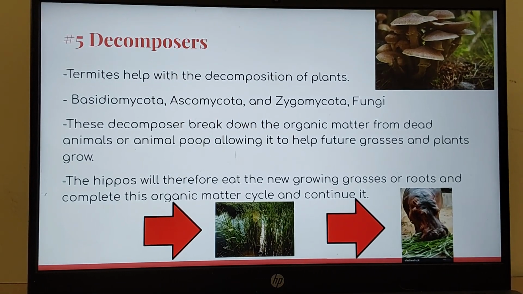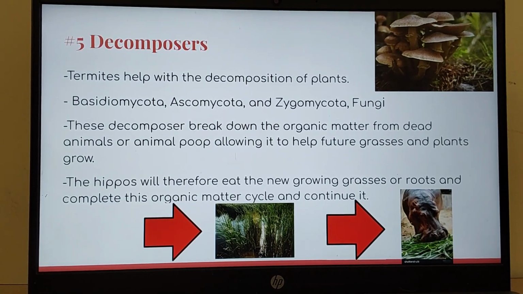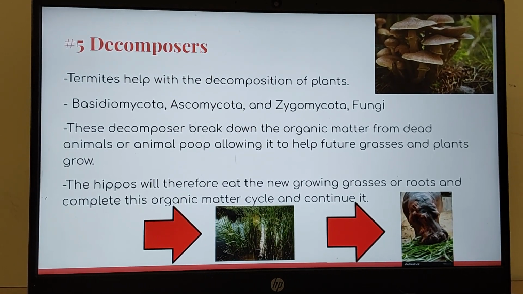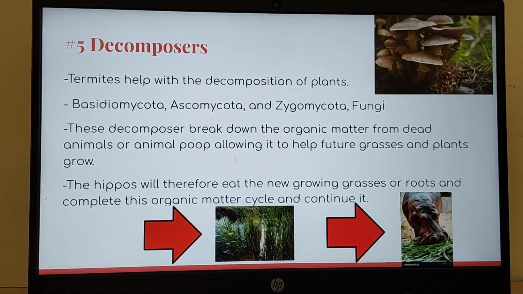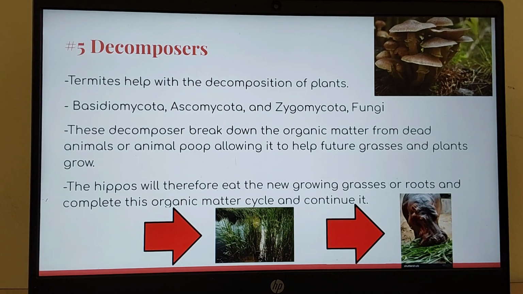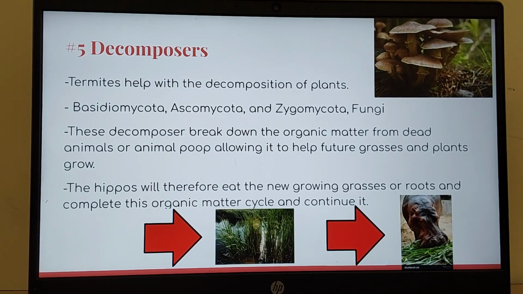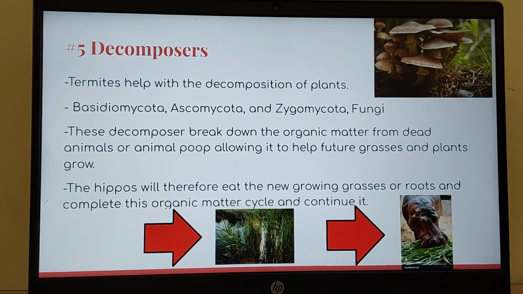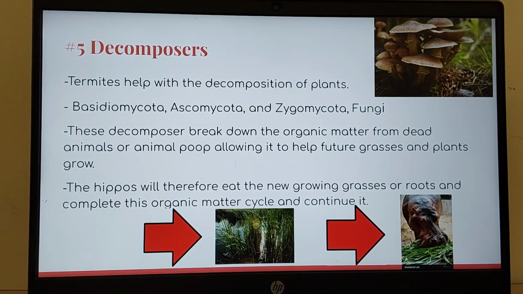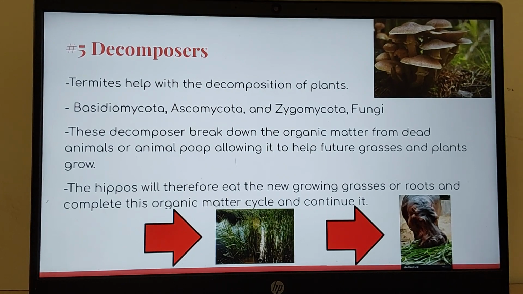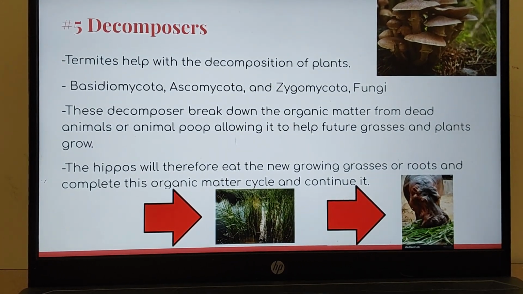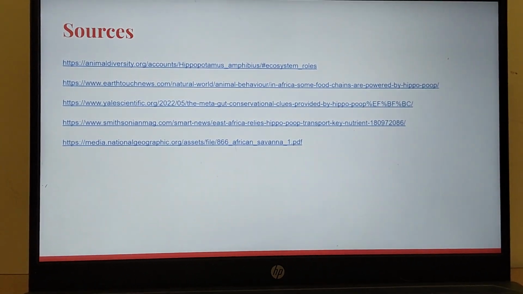Our two main decomposers are going to be termites, which is just the main decomposer for the plants in the area, and then our fungi. So these decomposers will break down the organic matter from the dead animals or the animal's poop, allowing it to help the future grasses and plants grow. The hippos will therefore eat the new growing grasses or roots, and then this organic cycle is completed, and then it's going to continue on. So you can see the arrows moving to the grasses that grow, and then the hippos are going to eat it. And then this is just my source page.